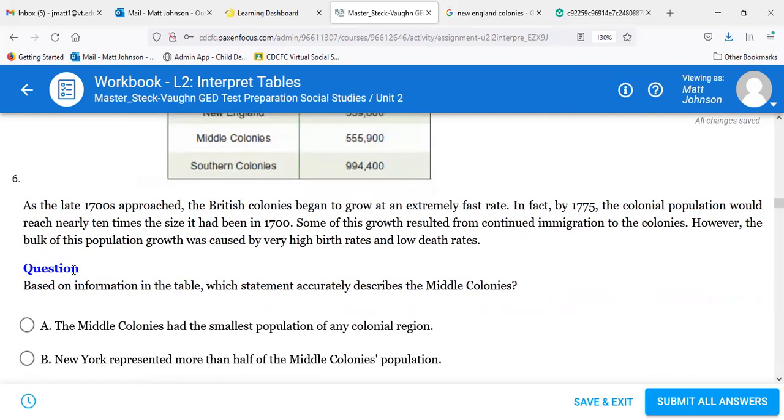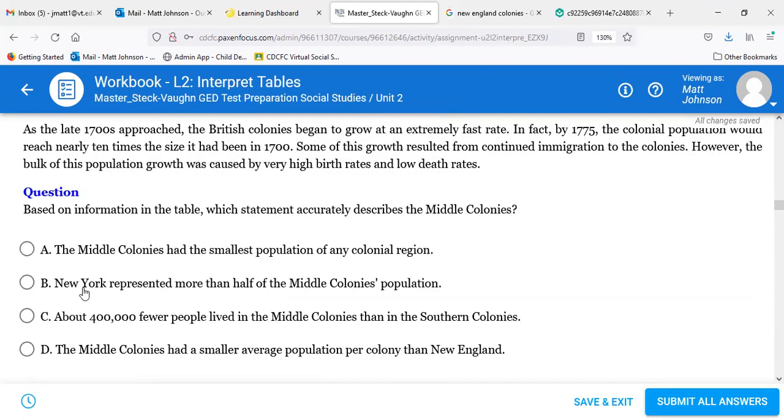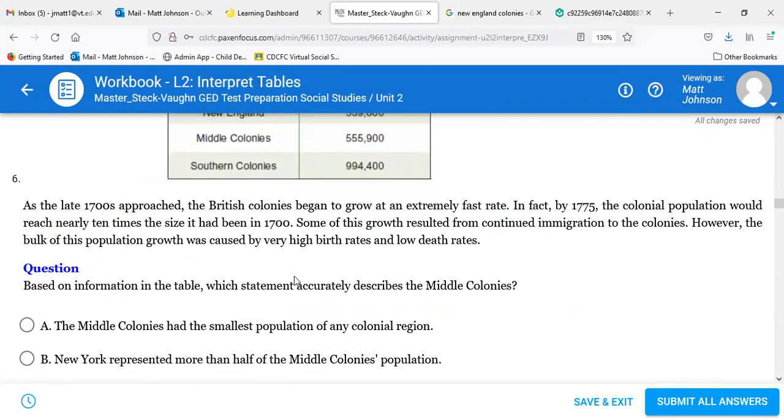And so number 6, based on information in the table, which statement accurately describes the middle colonies? A, the middle colonies have the smallest population. B, New York represented more than half of the middle colonies population. C, about 400,000 fewer people lived in the middle colonies than in the southern colonies. Or D, the middle colonies had a smaller average population per colony than New England.